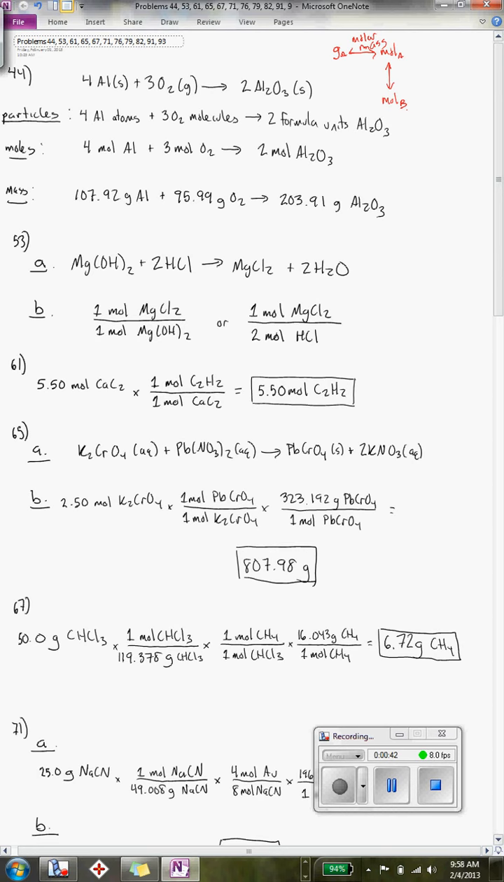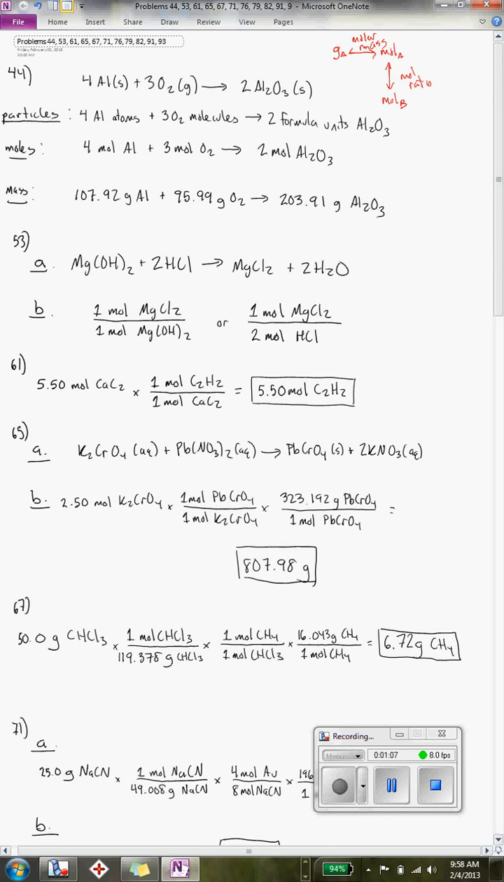So what we've discovered is that there's no direct way to go from grams of one substance to grams of another, but using this mole ratio, we can go from moles of one thing to moles of another. So the first several problems in Chapter 11 are all about just using this mole ratio. Number 44 asks you to interpret a balanced chemical equation in terms of particles, moles, and mass.